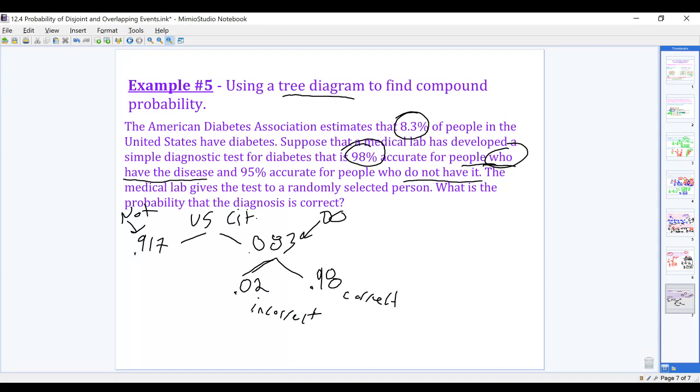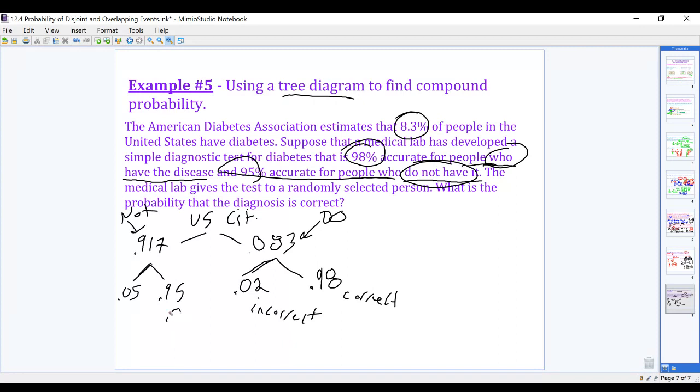Okay, on the other side, people that don't have the disease, right, do not have it, said 95%. So we have a 95%, which leaves the rest of it being 5%. Right? So that's as far as we go.